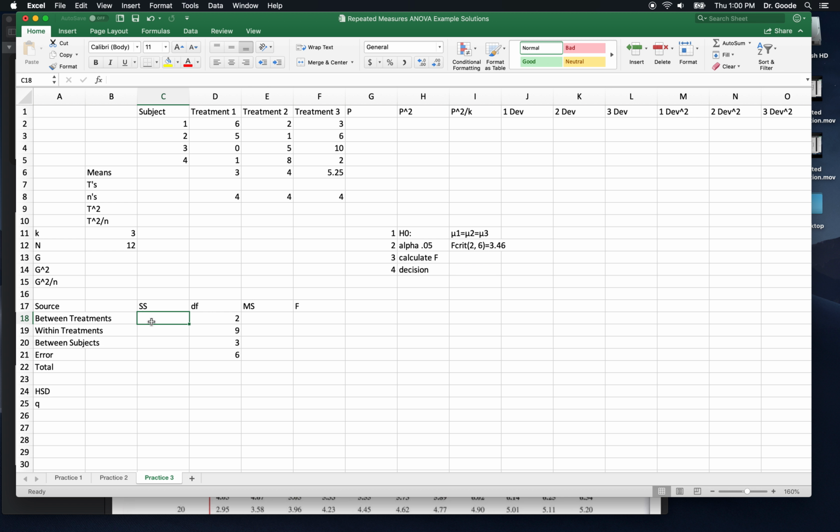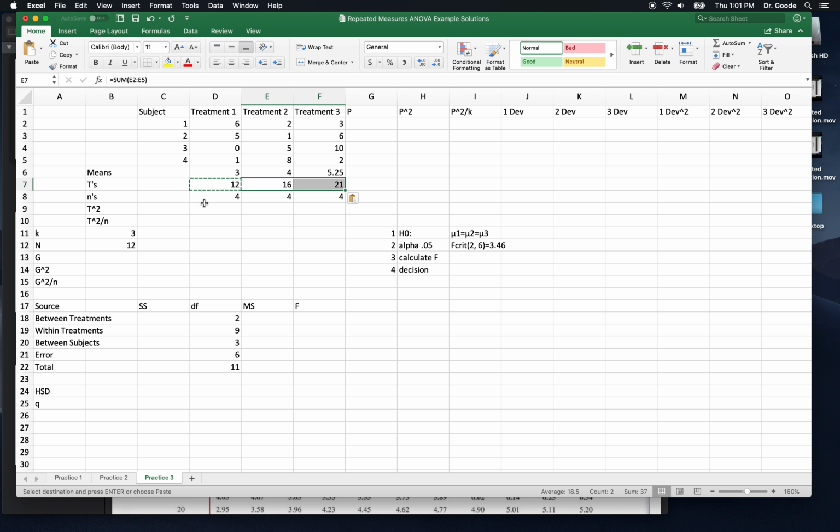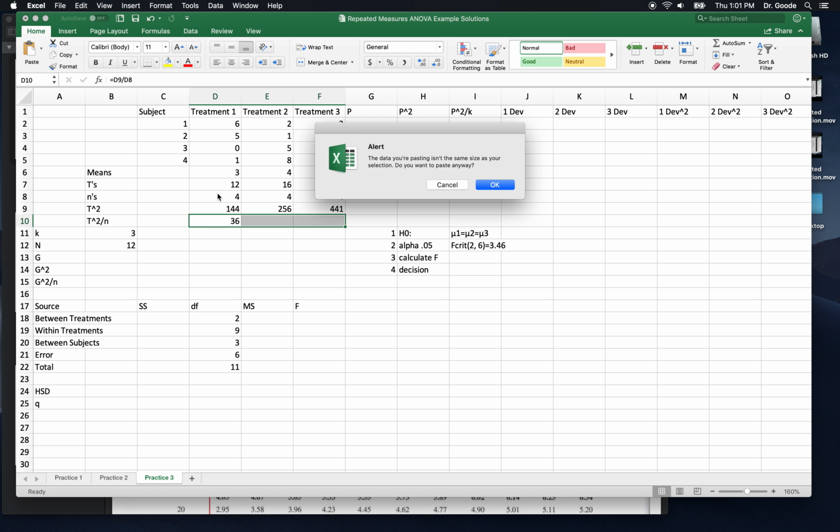Let's do between treatments. Actually, you know what? Let's fill in total degrees of freedom. We know that that is between treatments plus within treatments. And the same thing is true for sums of squares. We're going to get within treatments sum of squares by subtraction. Let's start with between treatments sum of squares, though. We need our t's, which is the sum of your scores within each treatment. We'll square those. That's t squared. And then we'll divide that square by little n for all those groups. And now we've got everything that we need.